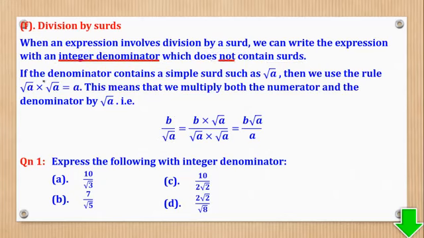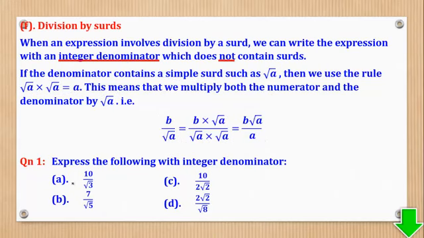Okay, so if the denominator contains a simple surd such as this, then we use the rule of this times this equal to this, which means that we multiply both the numerator and denominator by the root which is in the denominator. If you look at this, it was this. So to remove the surd, we multiply up and down by root a, up and down by root a to come up with this, because root a times root a is a. So you'll have removed the surd in the denominator and you remain with an integer denominator.